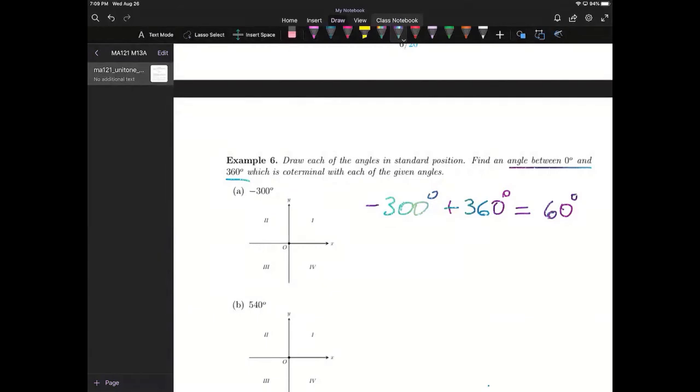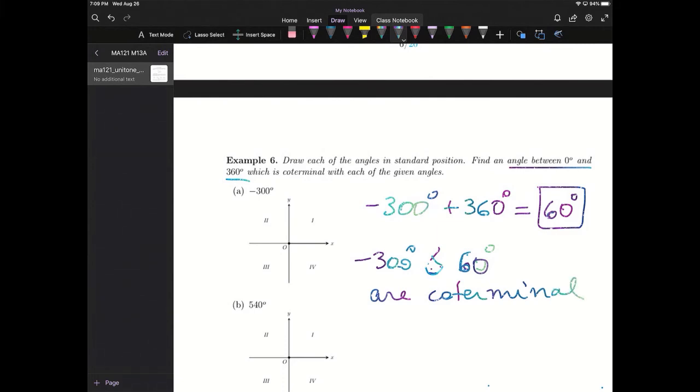Okay, so my answer is good because it is a number between 0 and 360 degrees, which is coterminal with negative 300. So these are coterminal angles. These two angles are coterminal.